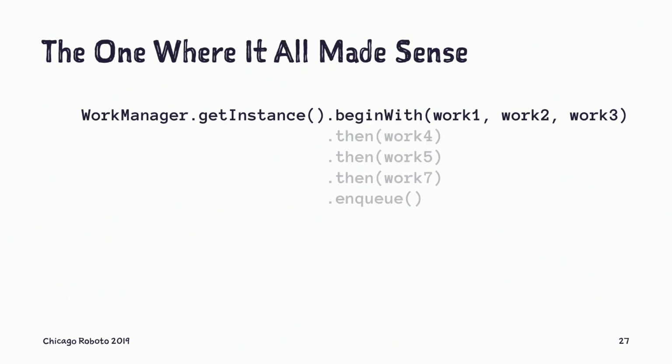So let's try to combine both of them. You could say WorkManager.getInstance.begin with, and say work 1, work 2 and work 3 can run whenever they are. And then you want to do work 4, work 5 and work 7. So what this basically did was, the Work Manager could choose to run work 1, work 2, work 3 as and when it felt it was okay and the constraints were met.